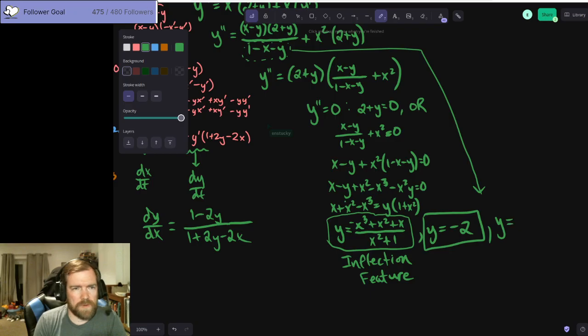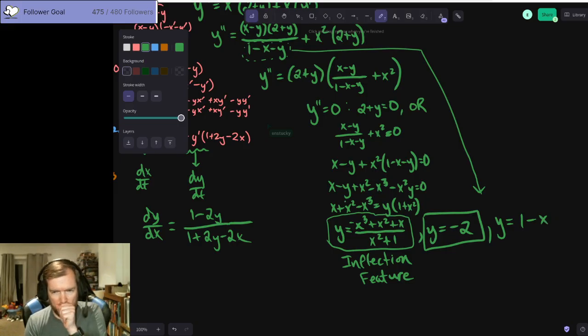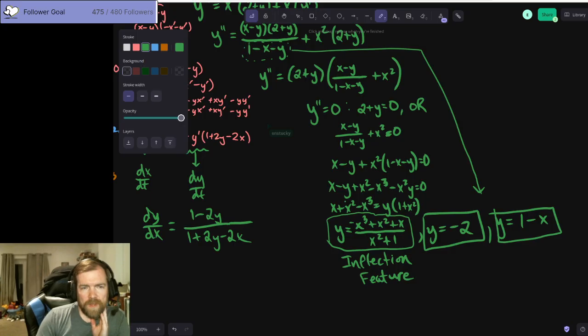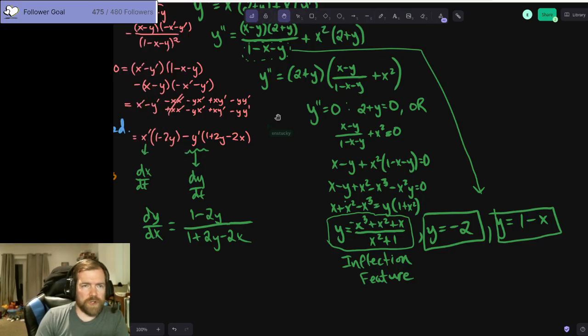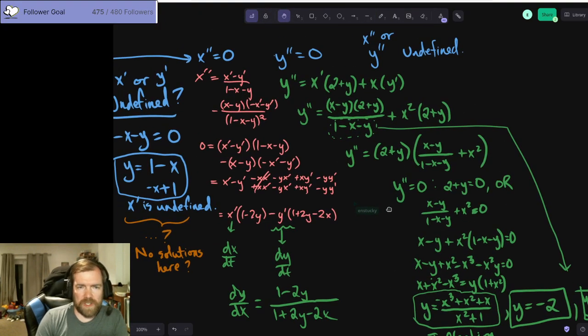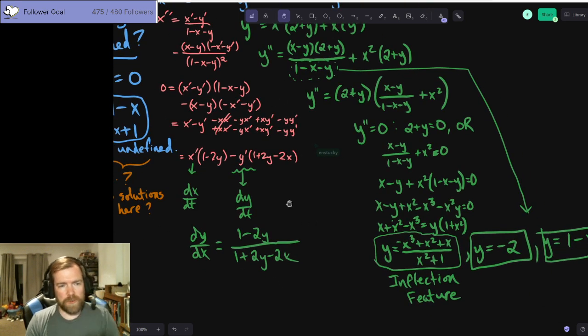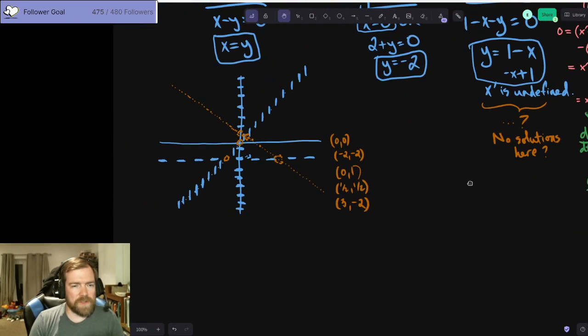Y is equal to, same thing, 1 minus x. Good call. Right, so if this function is undefined as well, we'd also need to consider that. Okay. All right, so these are the features, these are the points where we need to look at stuff.